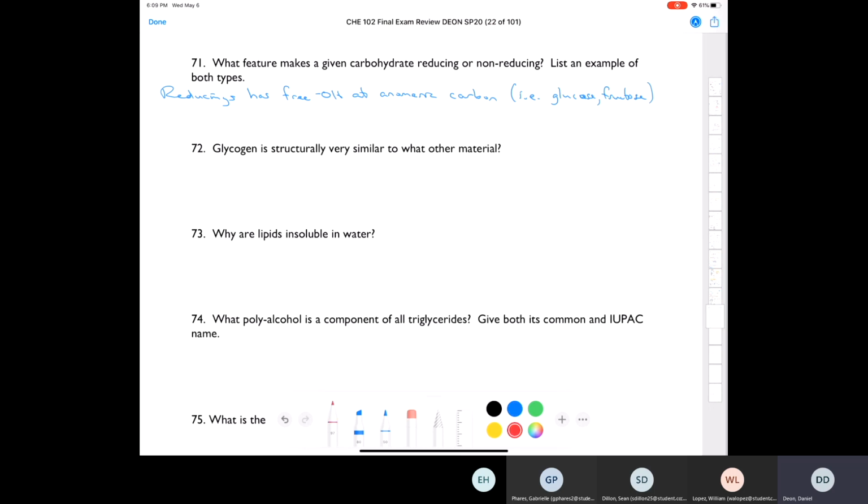But non-reducing sugars do not have a free hydroxyl. They'll have an alkyl group attached to that oxygen, so it'll be an alkoxy. Non-reducing sugars, I just want you to tell me, could anybody name the one non-reducing sugar that I asked you to memorize? Again, not a trick question. It was the table sugar, correct?